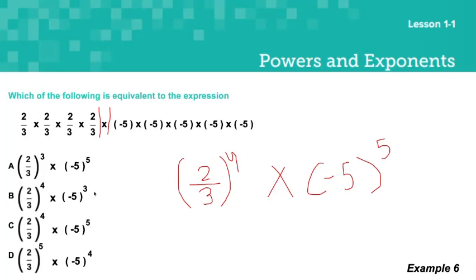Then we see which of the choices is the same as this answer. The first choice is wrong. The second choice is wrong. The third choice is the correct one. And the last one is incorrect. So letter C, or choice C, is the correct one.